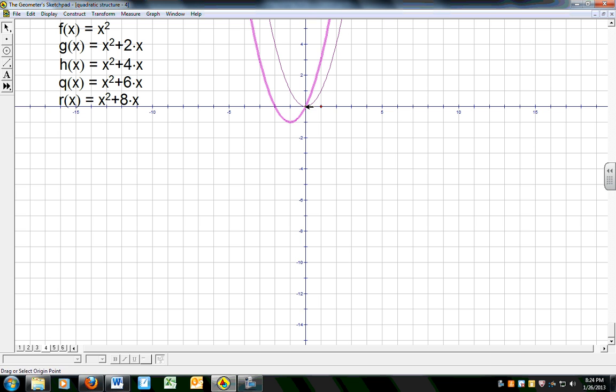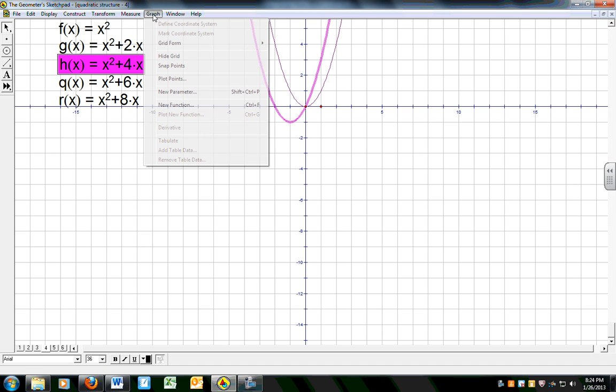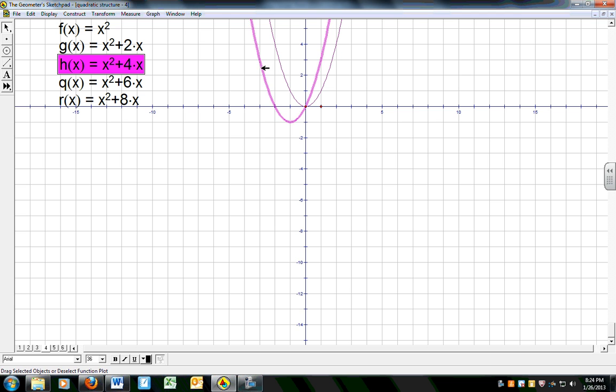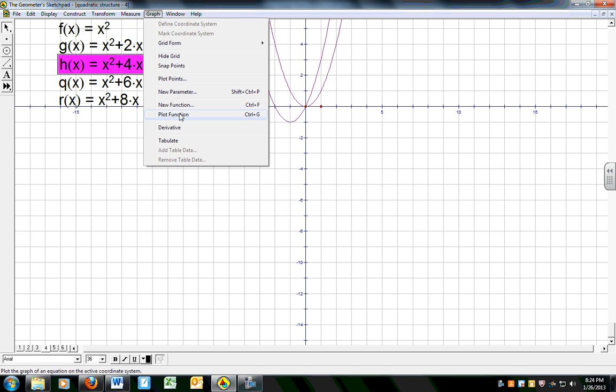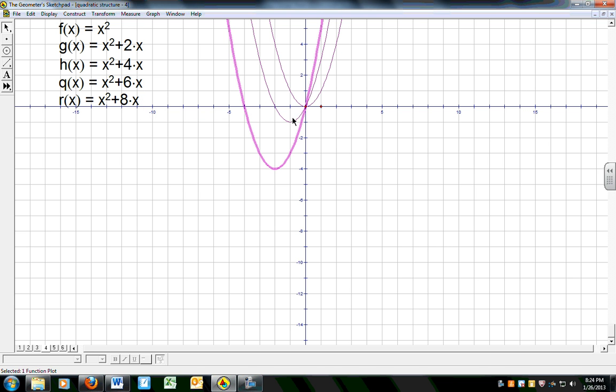And isn't that interesting? It seemed to shift diagonally. The vertex was 0, 0. Now the vertex is negative 1, negative 1. Huh. All right, well that's kind of weird. And now I'm going to plot this function. Well, what I have to do is get rid of that one. Now plot that function. And now it shifted it, not in that linear fashion, but it shifted it 2 over and 4 down from the original function. Huh.